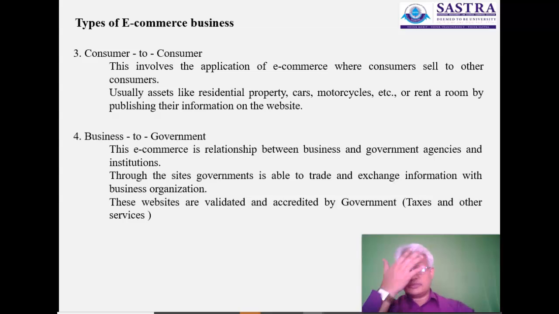a much lower price. Next is B2G, that is business to government. In a business to government e-business portal, the relationship between business and government agency is all about trading information and exchanging vital information with the business organization. So there are websites which allow businesses to pay taxes, and these businesses can avail other services, which is known as B2G e-commerce business.